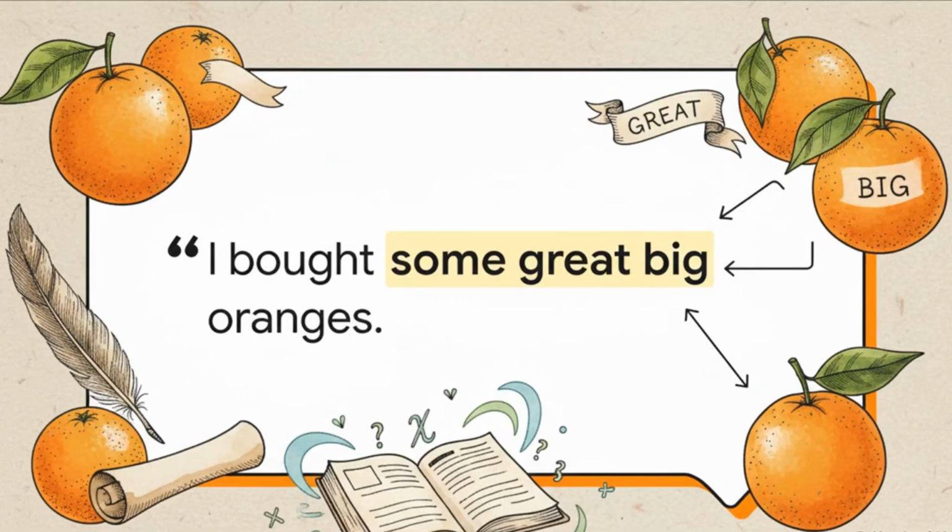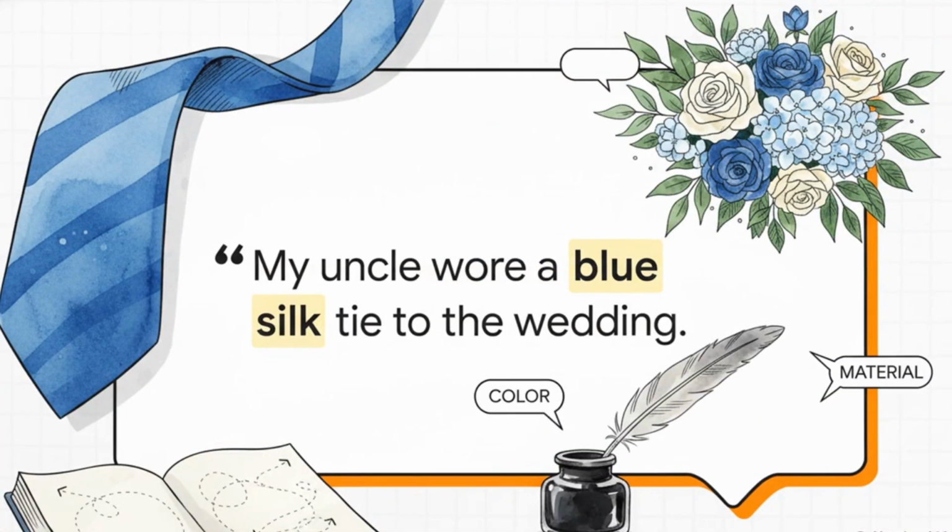Let's look at a real-world example. Great, that's my opinion of the oranges, right? Big, that's a fact about their size. So opinion comes first, then size. It just sounds right because it follows that natural order. And let's do one more, just to make sure it sticks. We say the color blue before the material silk. Trying to say a silk blue tie, it just feels a bit clunky to a native English speaker. That order really does make all the difference.